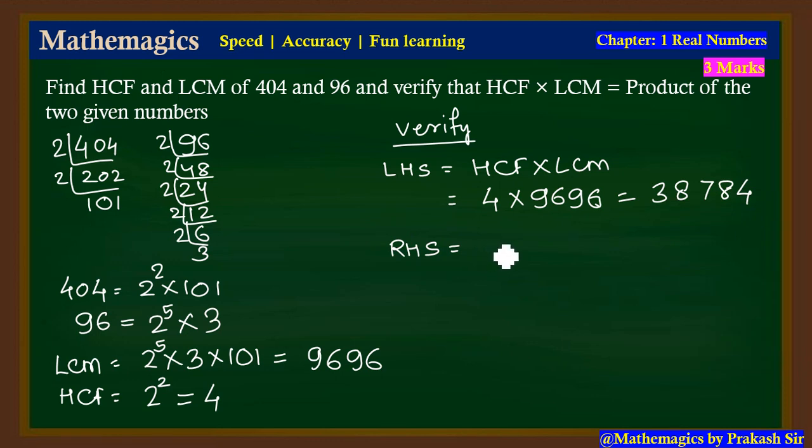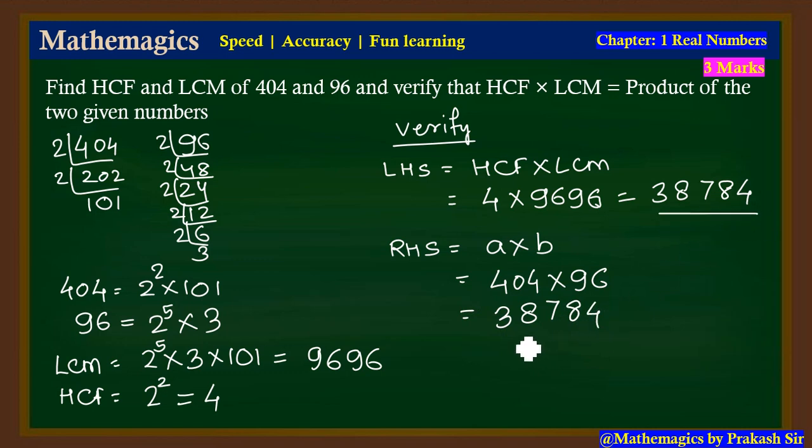Now we are calculating the RHS, right hand side, and right hand side is all regarding the product of the two numbers. It means A into B. So what is the A? It means first number, that is 404, and B is equal to 96. Dear friend, if you multiply these both numbers, the answer will come 38784, which is same as the LHS. So here we can say that LHS is equal to RHS, hence verified.